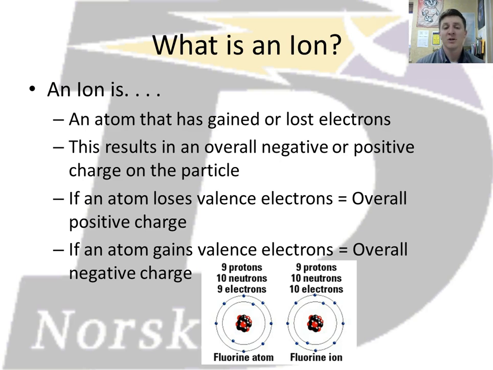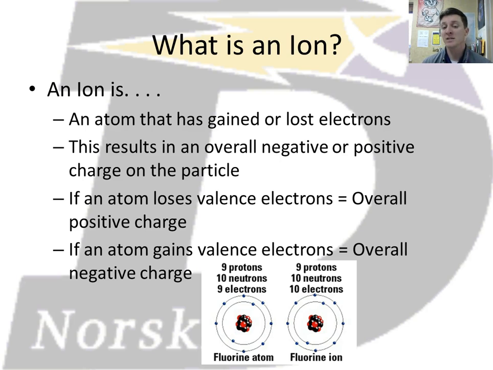If an atom loses valence electrons, the overall charge is going to be a positive charge. Remember, electrons have a negative charge. So what happens is if you lose negative charge, you're going to be left with more protons than electrons in the nucleus of the atom. Therefore, you're going to have an overall positive charge.